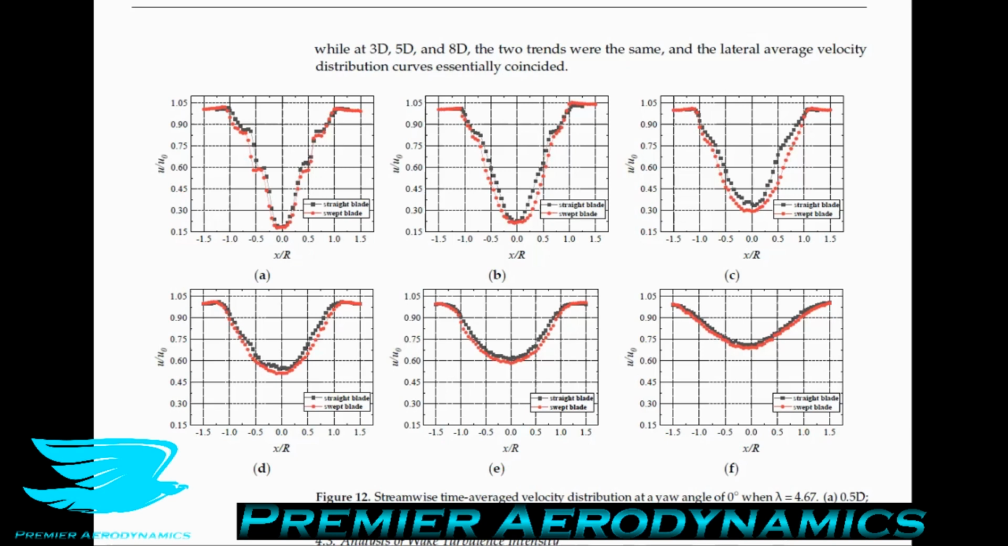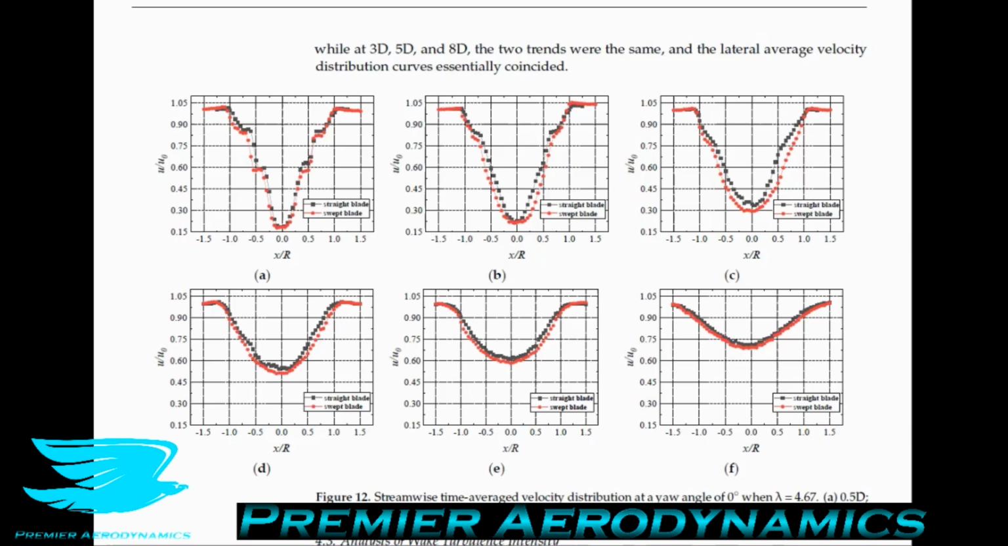And the tip speed ratio is 4.67. The wake velocity was dimensionless. As we mentioned, they normalize it to the free stream velocity. It can be seen from the figures that, owing to the rotation effect of the turbine, the wake of the wind turbines with straight blades and swept blades presented the phenomenon of velocity deficit. So in other words, behind the turbine, there's significantly lower velocity. In fact, for a lot of these, you're getting down to only like 15% of the free stream velocity. So it extracts a lot of energy from the flow.